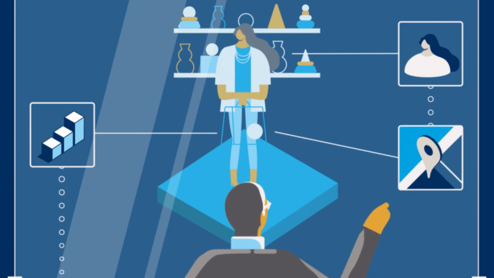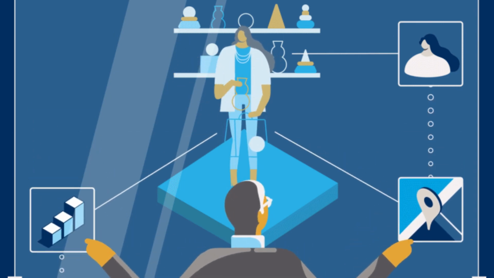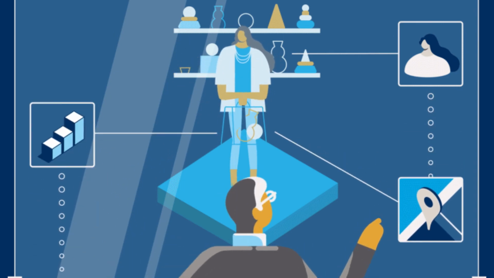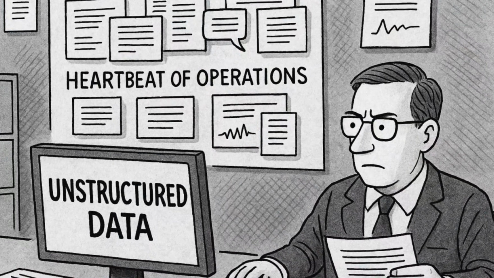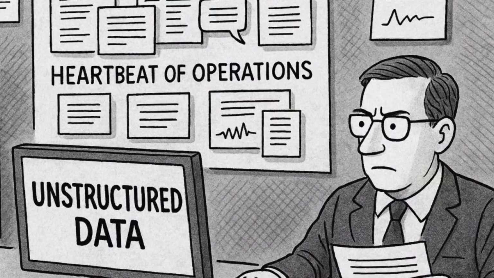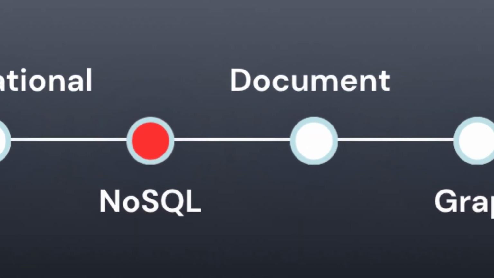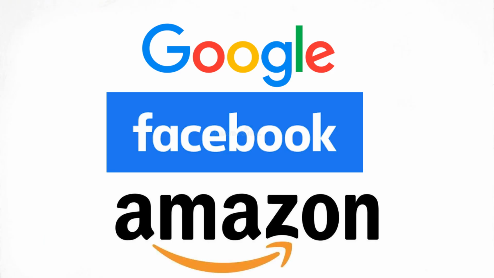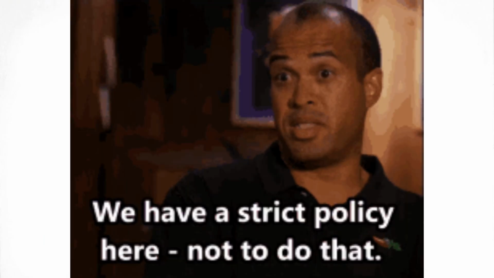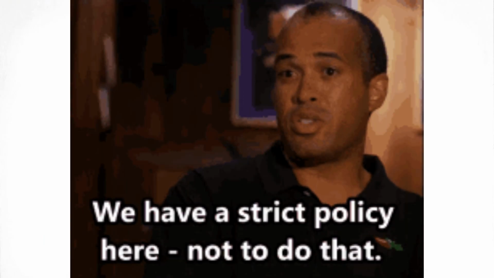But as technology grew and the internet expanded, a new challenge appeared. Not all data fits neatly into tables. Some data is unstructured, constantly changing, or extremely large in scale. This is where NoSQL databases came into the picture. Companies like Google, Facebook, and Amazon needed systems that could handle massive amounts of flexible data without strict rules.